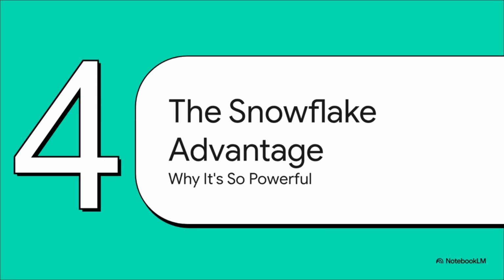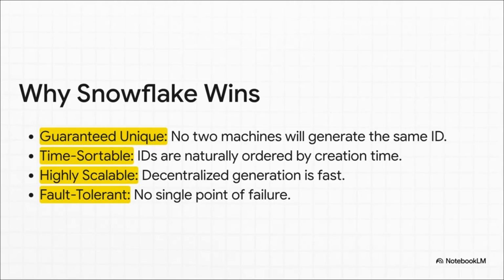So when you put all those pieces together, what do you get? What makes this approach so dominant that it's been adopted all over the industry? Let's just quickly recap the big advantages. It's simple, really. Snowflake just flat out wins because it ticks all the boxes we were looking for. Uniqueness? Guaranteed, thanks to that machine and data center address. Time sortable? Absolutely. That's the whole point of the timestamp.